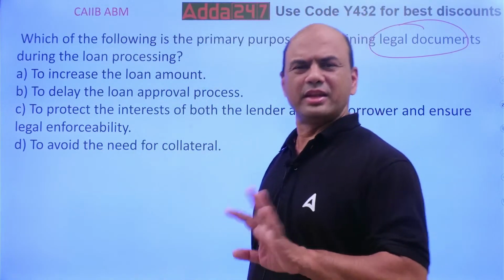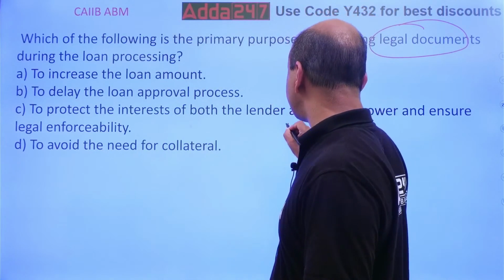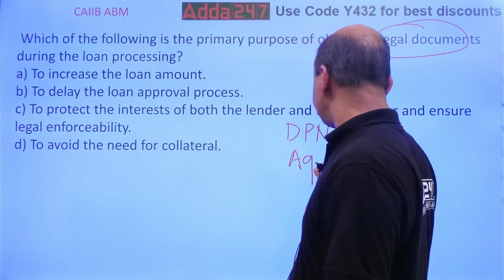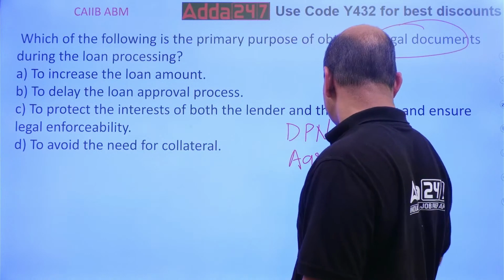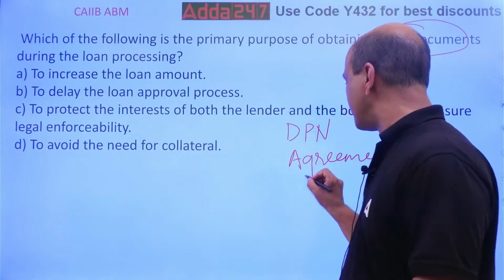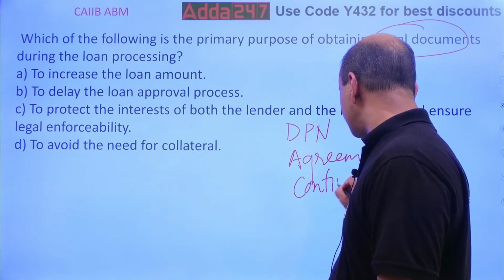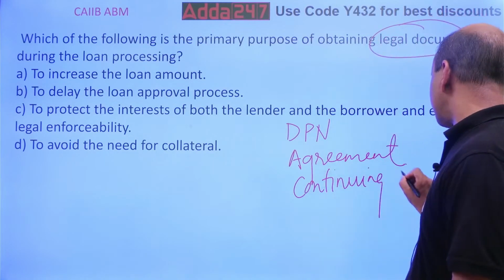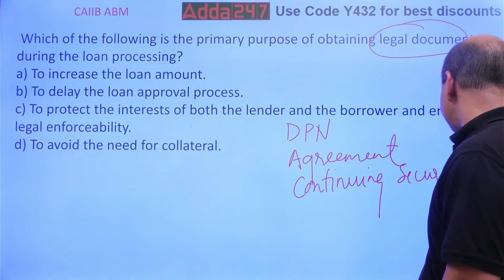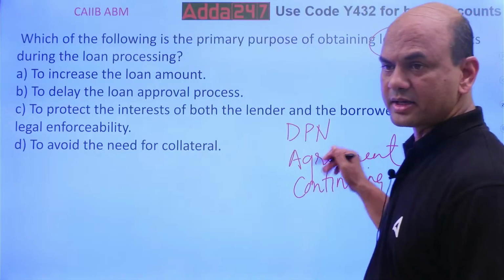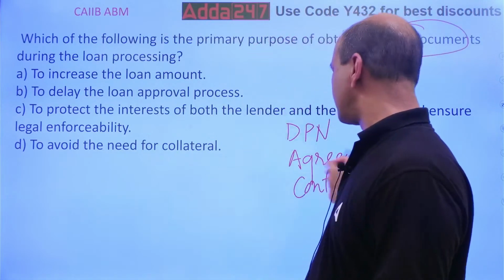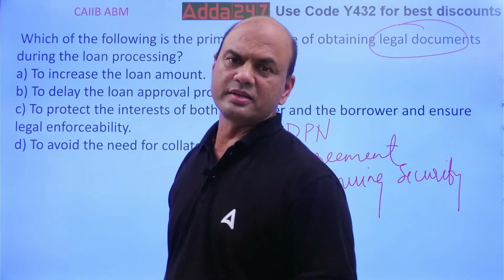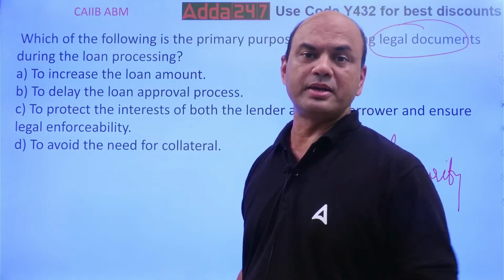I'll give you three main. There are many, but three main. Promissory note, DPN, second, agreement, and letter of continuing security. These are the three main documents. There can be others also. Plus there are valuation reports, legal reports, search and title reports. As I said, there can be many, but these are the three main.